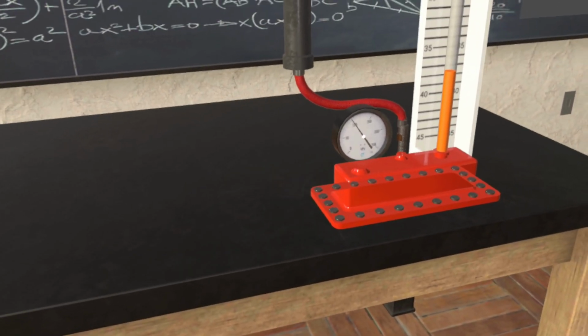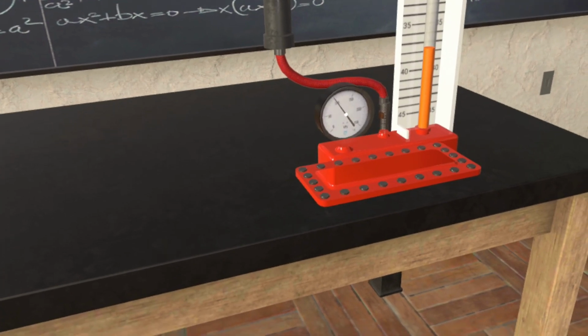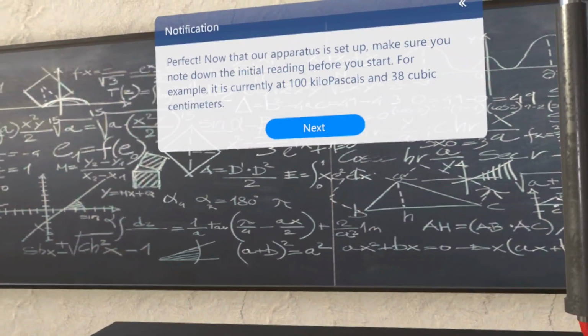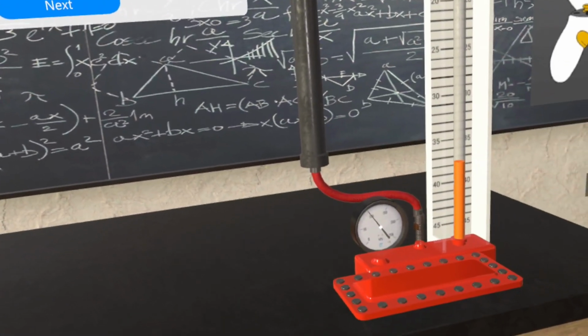Perfect. Now that our apparatus is set up, make sure you note down the initial reading before you start. For example, it is currently at 100 kilopascals and 38 cubic centimeters.